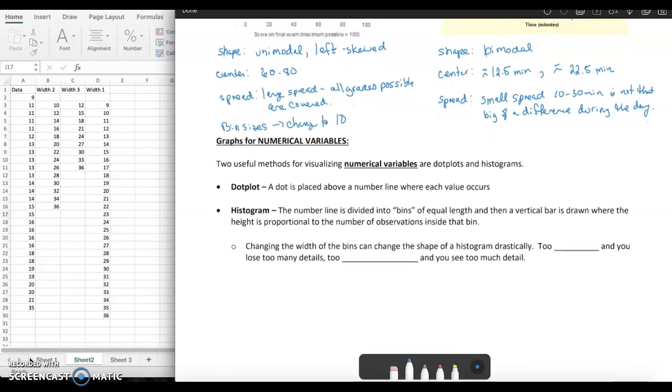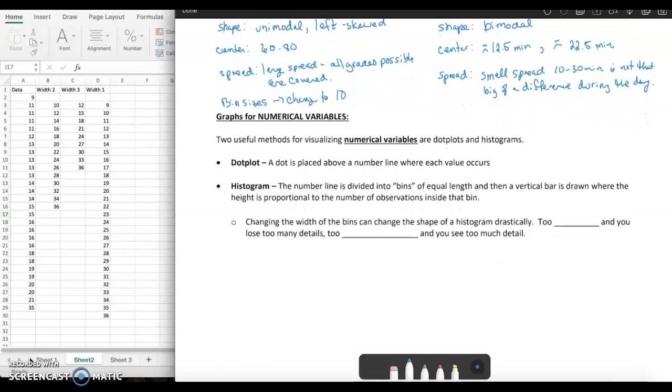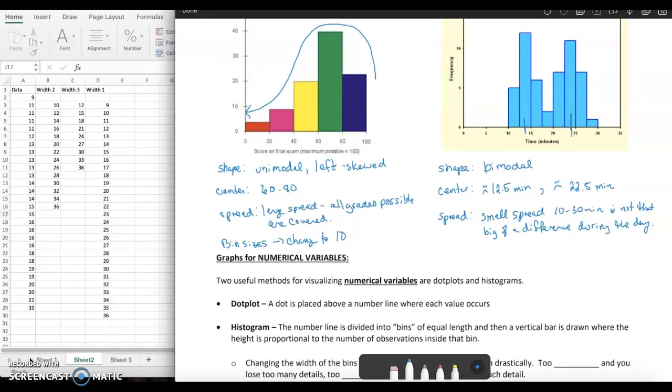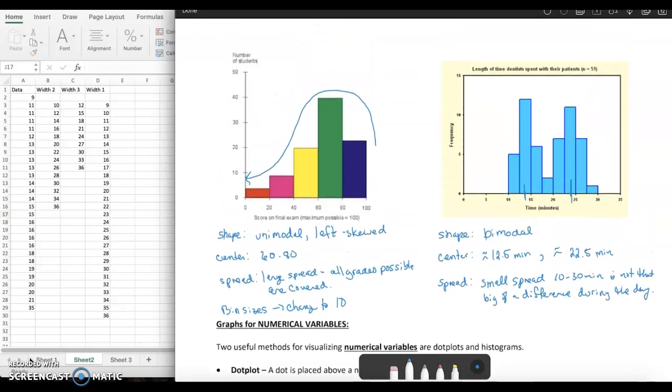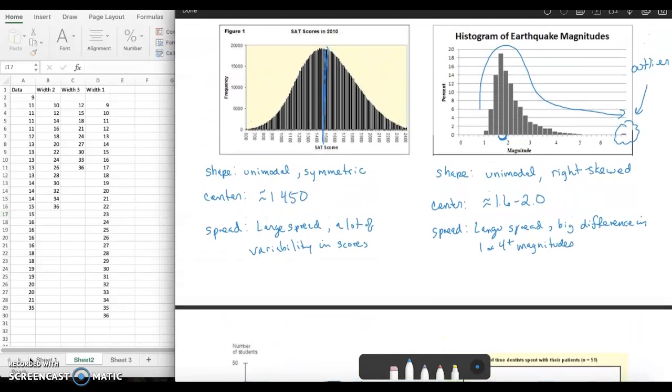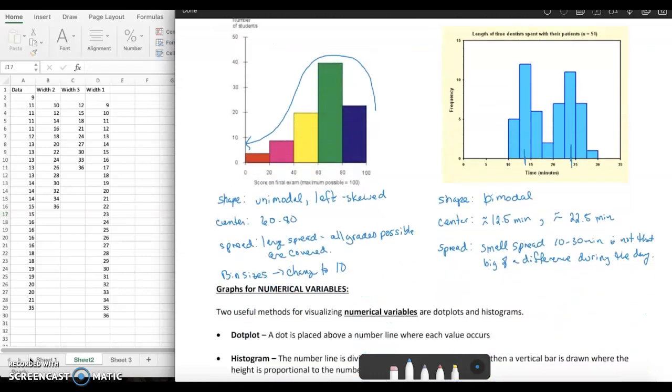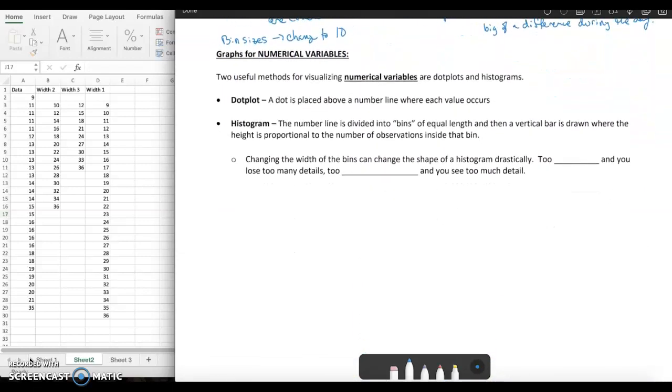So again, everything that we've looked at so far has been numerical variables, right? We've talked about time, those are numbers, scores, those are numbers, more scores, these magnitudes, everything we've talked about is numerical data. And there's more, but the two main graphs for numerical variables are dot plots and histograms. In a dot plot, you place a dot above a number line where every value occurs. So we haven't seen any of those yet, but we're going to.